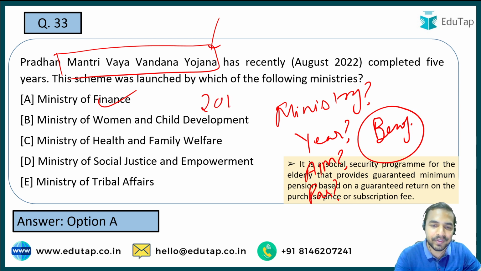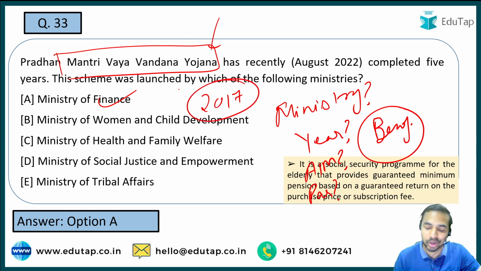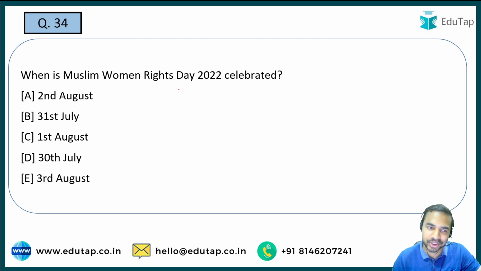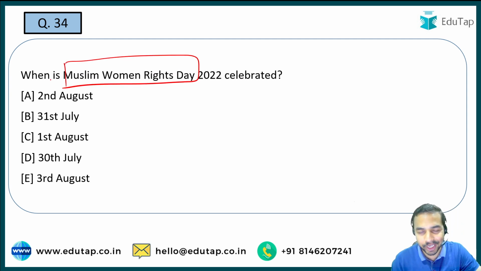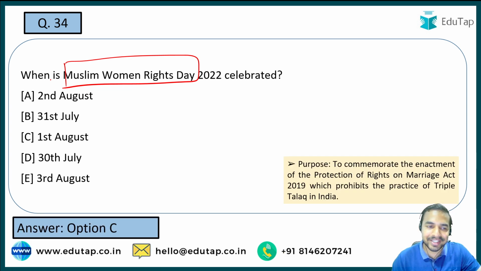So guys, 2017 was the year when this particular scheme was launched by the Ministry of Finance. Now the next question is related to the Muslim Women Rights Day 2022. You are required to tell me on which day this day is celebrated. Is it 2nd of August, 31st July, 1st August, 30th July, or the 3rd of August? Let's see who will answer the question correctly in the comment section. So guys, here the right answer is 1st of August. That is, Muslim Women Rights Day is celebrated across the world on 1st of August every year.